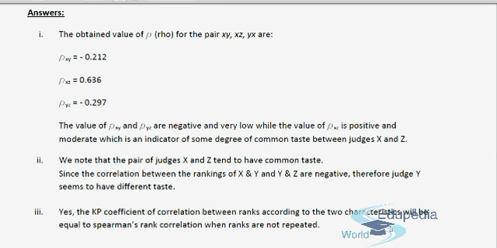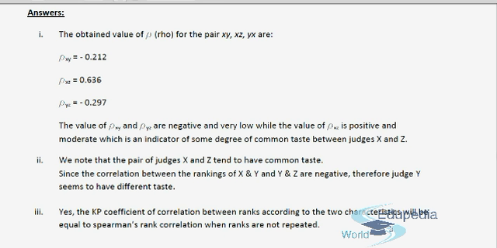We see that the values of rho for xy and yz are negative and very low, while the value for xz is positive and moderate, which is an indicator of some degree of common taste between the judges x and z. Okay, we note that the pair of judges x and z tend to have a common taste, since the correlations between the rankings of x and y, and y and z, are negative. Therefore judge y seems to have a different taste.